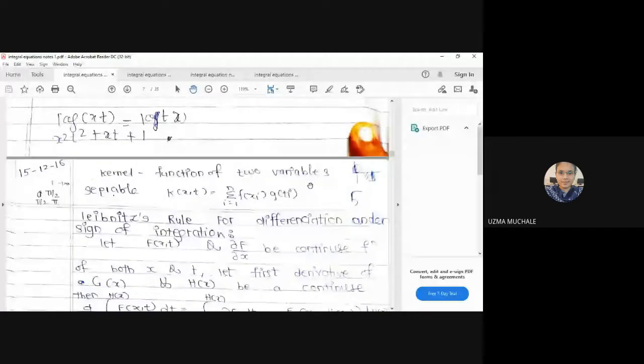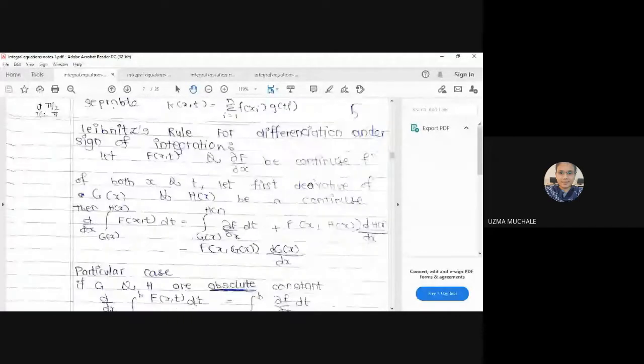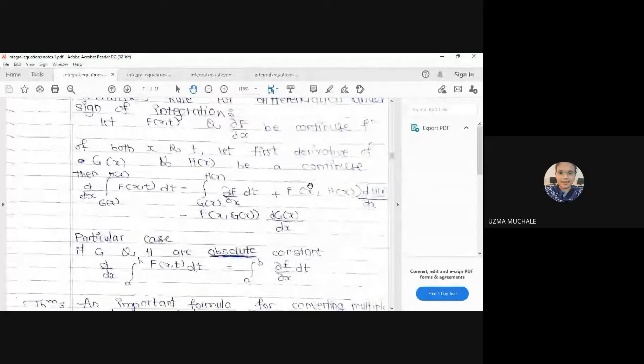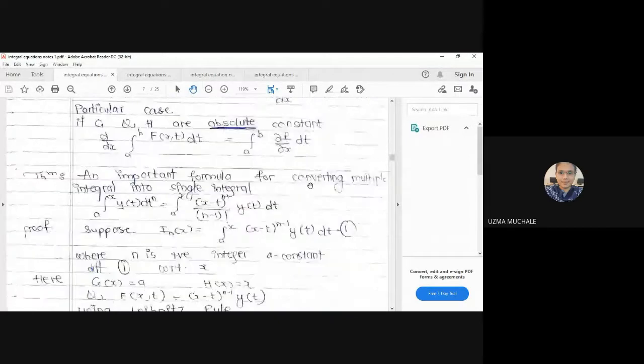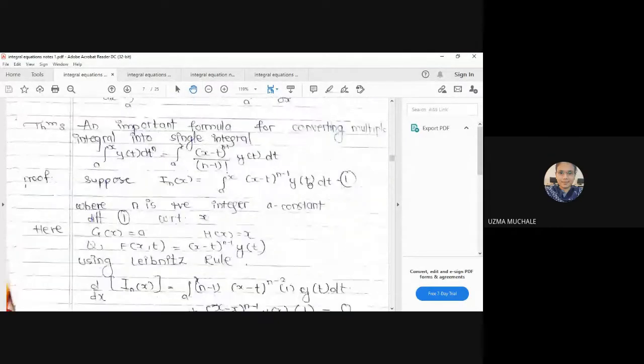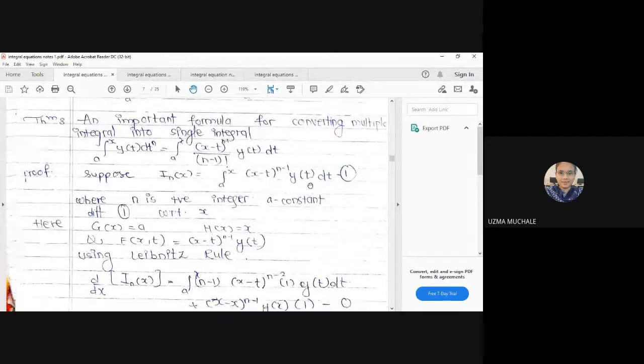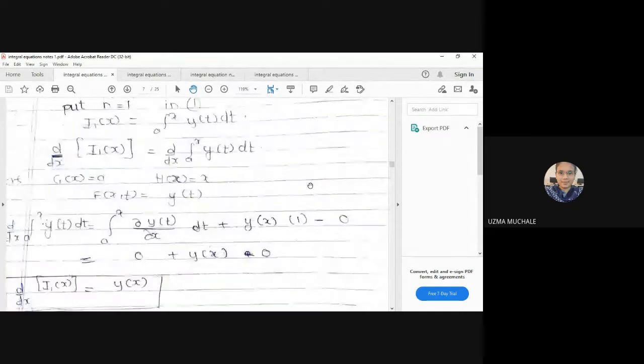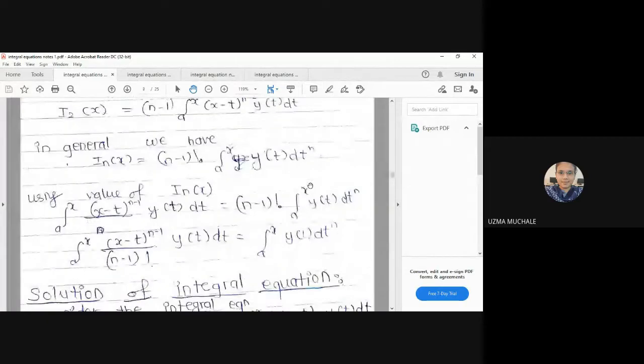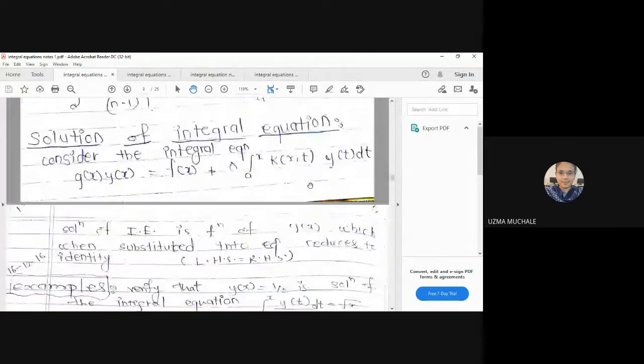No? Next, we have gone for the Leibniz formula. The proof for this is not in your syllabus. You have to remember this formula if you want to apply it for any derivation. Here we have seen an important formula, or rather we can say a conversion of multiple integration to single integration. So here the proof for this we have seen, and many times we have applied this one for the solution of any integral equation.